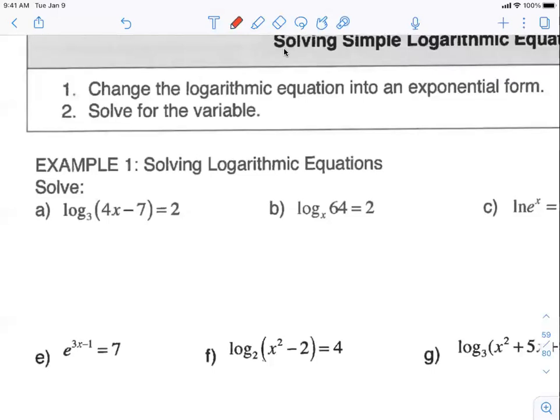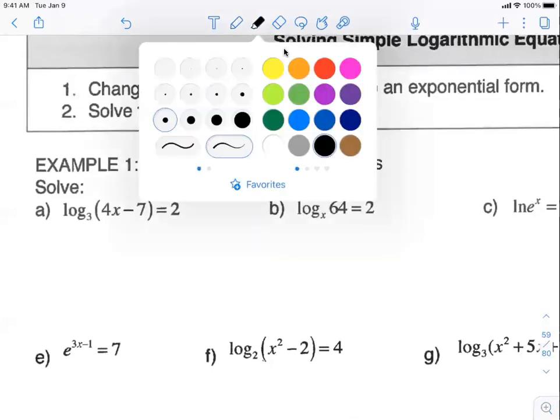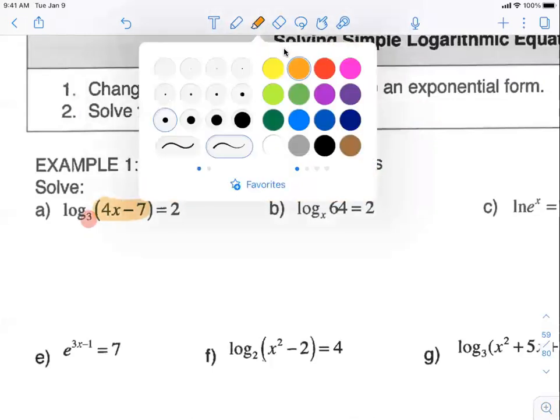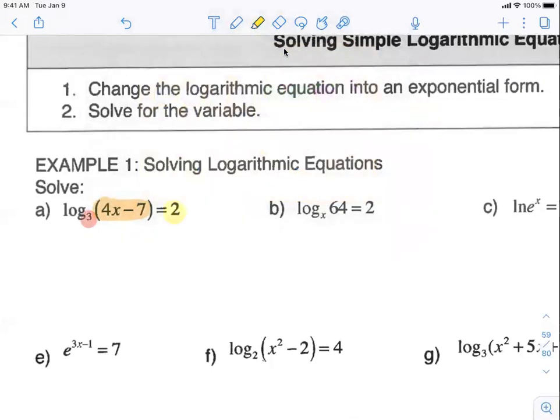So we're stuck in log form. I don't know what that is. So I'm going to turn it to exponential. And again, there's always going to be 3 different parts. So we've got the 3 you're going to have to move. You have the 4x minus 7. And then you have the 2. You need to know where all 3 of those numbers go. So this is going to end up being 3 to the 2nd power equals 4x minus 7. So we were stuck in log form. We moved to exponential, and then you solve. 3 squared is 9.